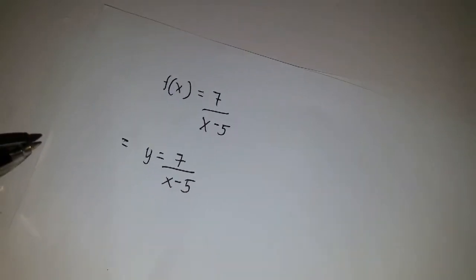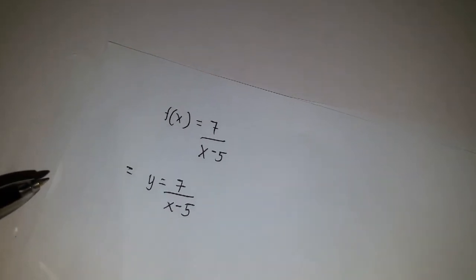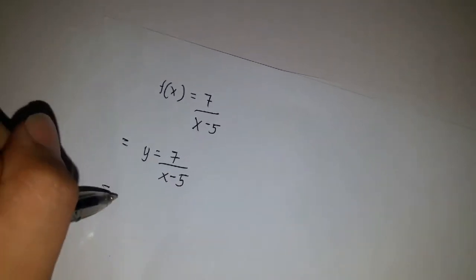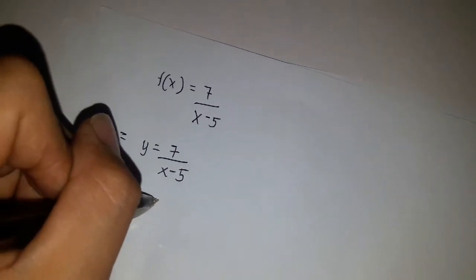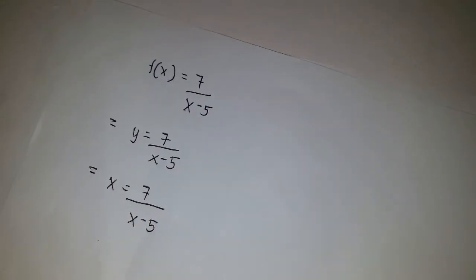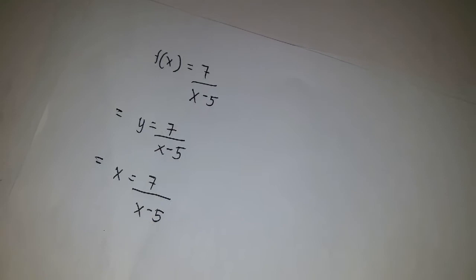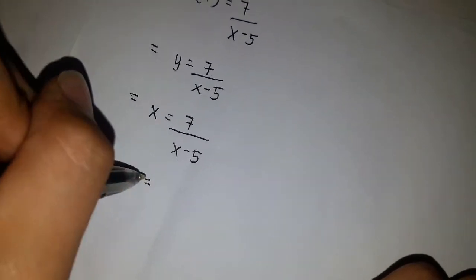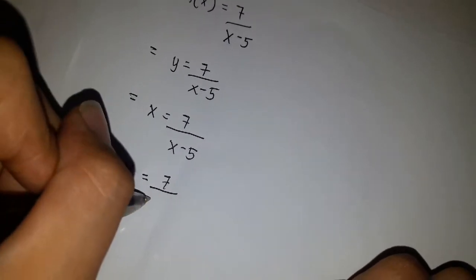Step 2 is to interchange x and y. So like this, x equals 7 over y minus 5. Step 3 is to solve for y. Just like this, x equals 7 over y minus 5.